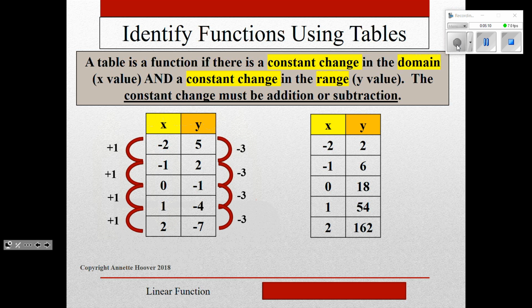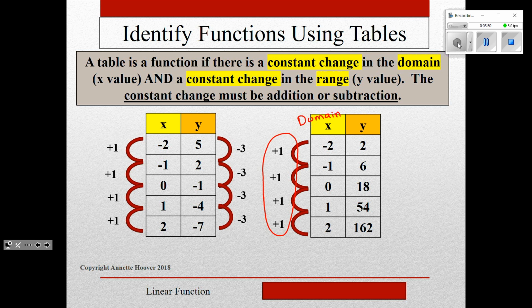Okay, if we look at the second group here, we have, again, 5 ordered pairs. Check to see if it's a function. Does the x ever repeat? It does not, so we know it's a function, but is it linear? Let's check to see if there is a constant change. From -2 to -1, you would add a positive 1. From -1 to 0 is a positive 1. 0 to 1 is a positive 1. And 1 to 2 is a positive 1. So this shows that there is a constant change in the domain, or the x values, because each time it goes up by 1.